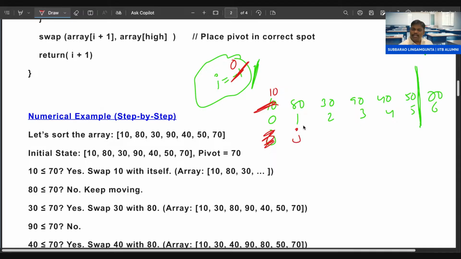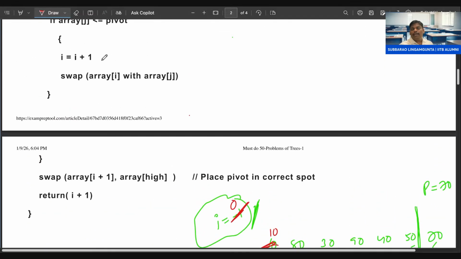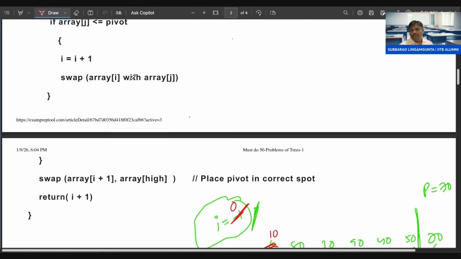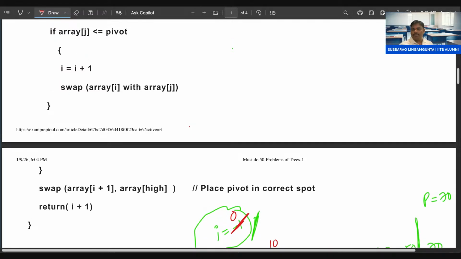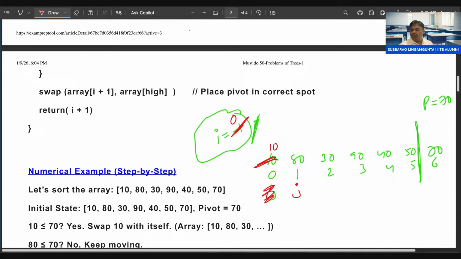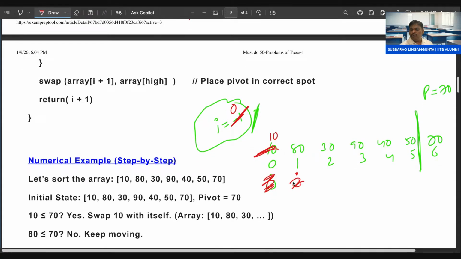J will go here. As usual, check again. What is A of J? A of J is 80. Is 80 less than or equal to 70? The condition fails. Remember, only if the condition is true do you do I equals I plus 1 and swap. If the condition fails, you have no need to swap. As usual, J will go to the next position.